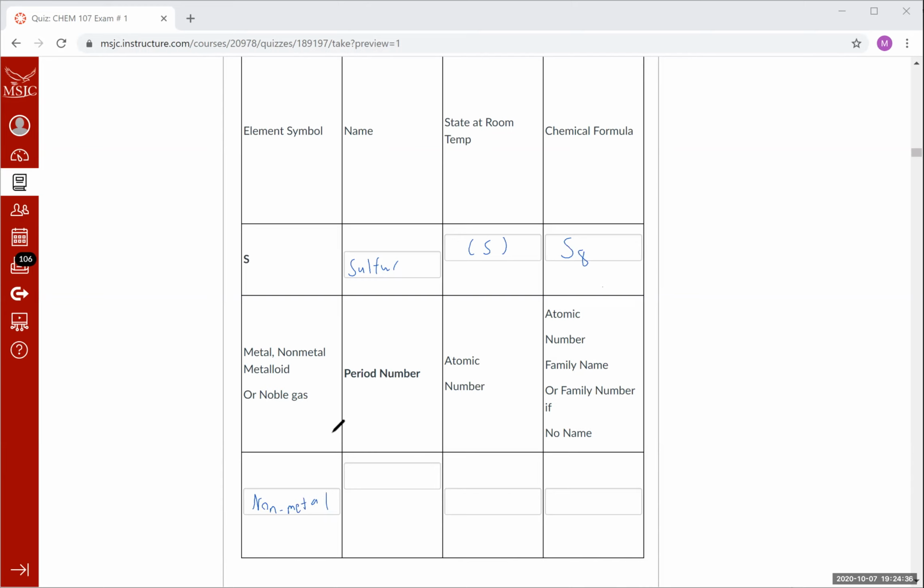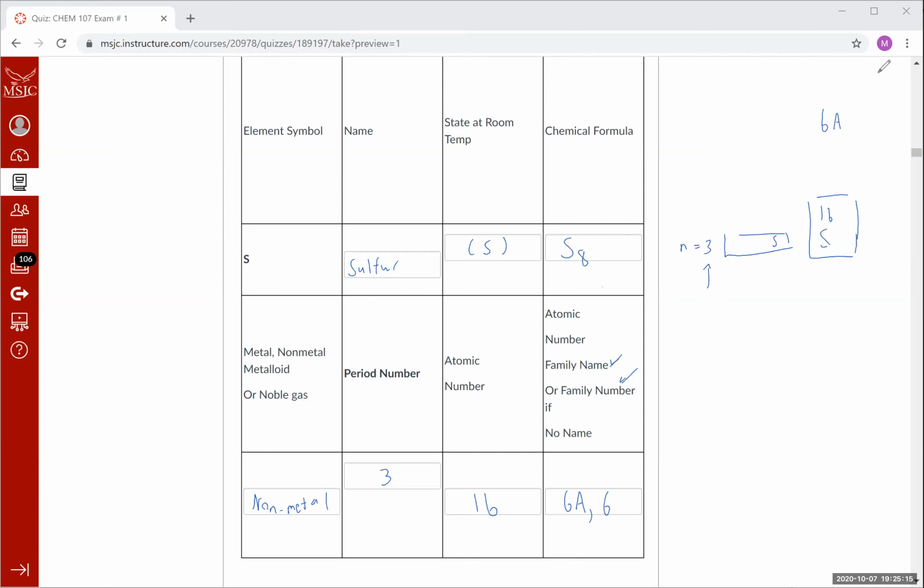What is the period number for sulfur? What is the row that sulfur is present in? 3. Yep, exactly right. And looking at the entry for sulfur in the periodic table, what is the atomic number for sulfur? 16. 16, exactly right. So now we need the family name or family number, and the number would be 6A or 6. Either would be accepted.